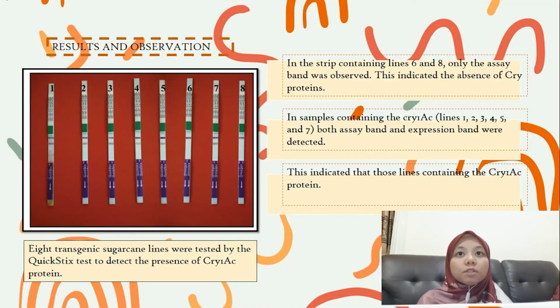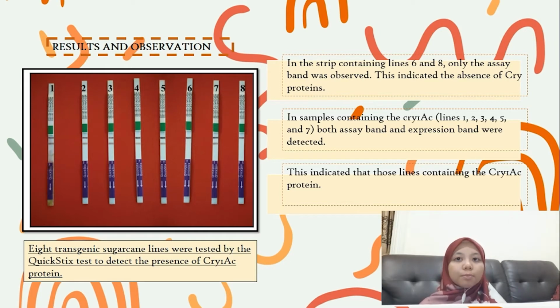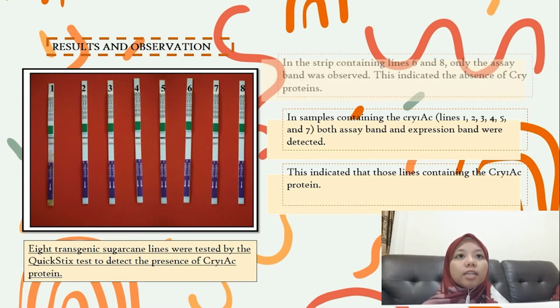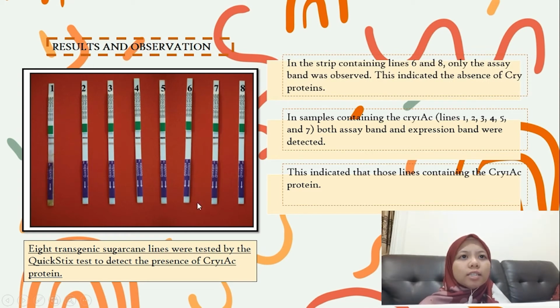The results and observation. Based on the picture, there are 8 transgenic sugarcane lines that were tested by the QuickStix test to detect the presence of Cry1AC protein. In the strips containing lines 6 and 8, only the assay band was observed. This indicated the absence of Cry proteins. In samples containing the Cry1AC, which are lines 1, 2, 3, 4, 5, and 7, both assay and expression bands were detected. This indicated that those lines contain the Cry1AC protein.